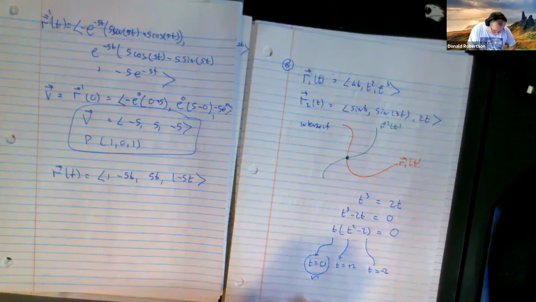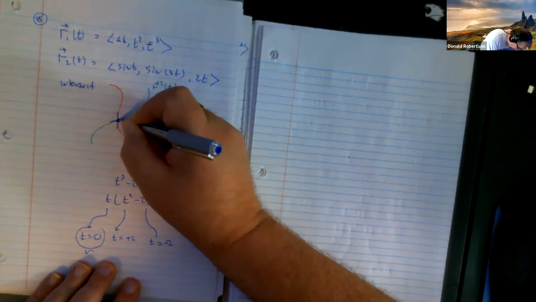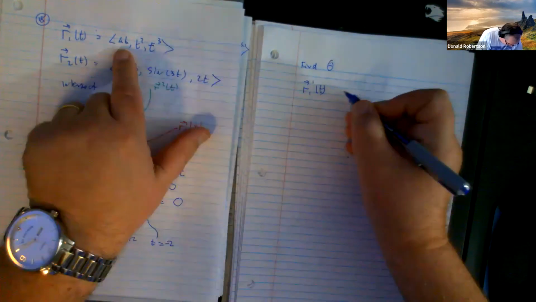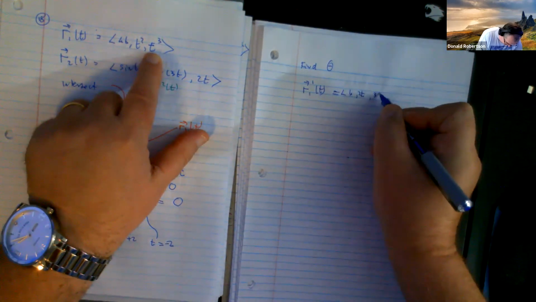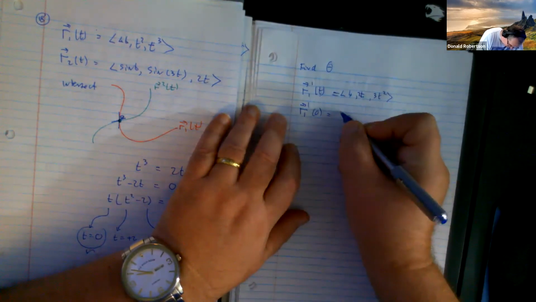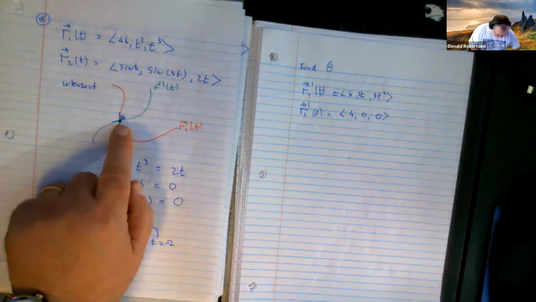Right. So what we're going to do here is not find the equation of a tangent line, but can you imagine that these 2 points, when they cross, they make an angle theta? And we're being asked to find the angle of intersection. Find theta. If you take the derivative of the first one, you get 4, 2t, 3t squared. And if you find the derivative at 0, you get the direction, which is 4, 0, 0. So that's the direction vector of the first curve.